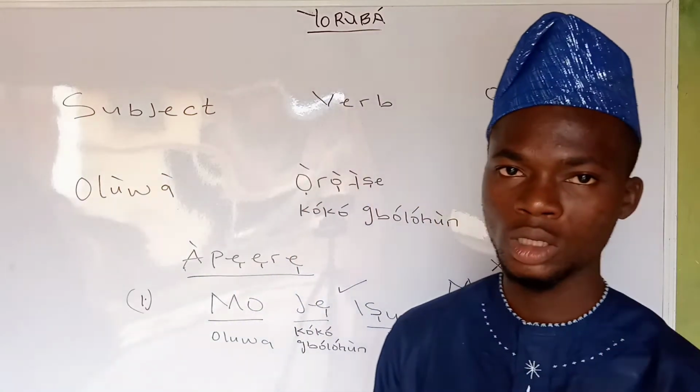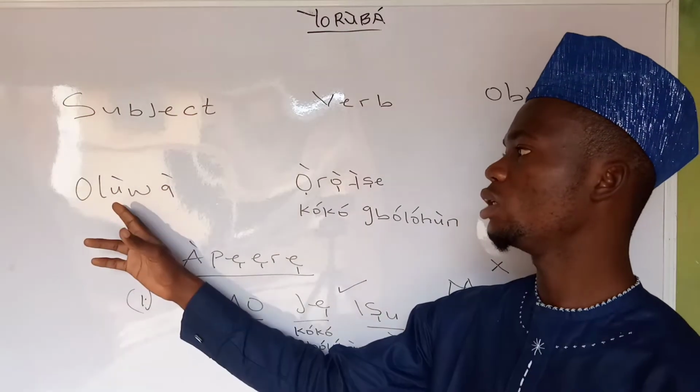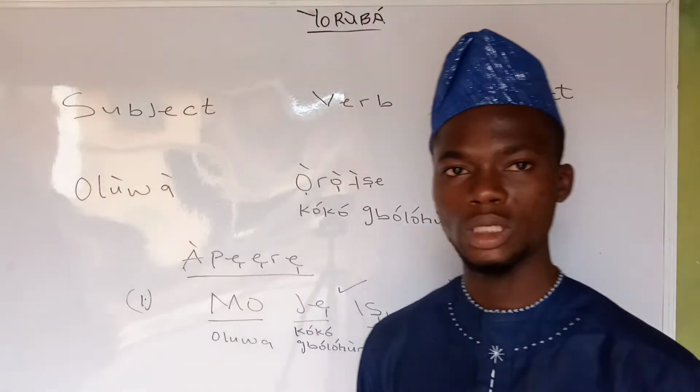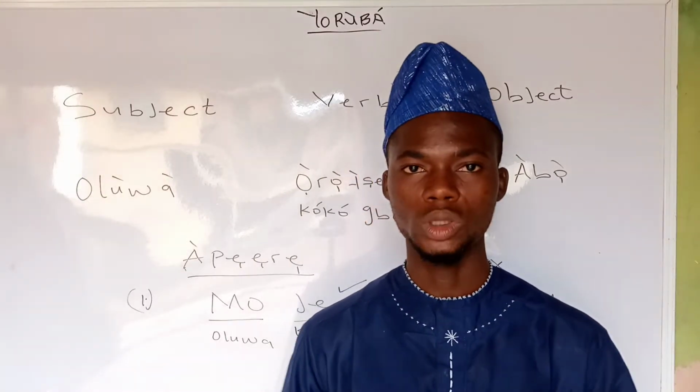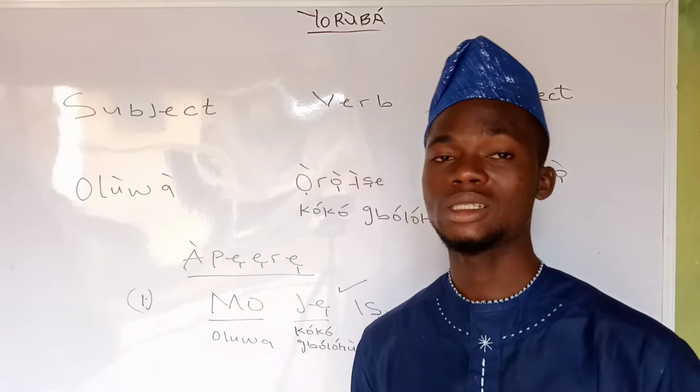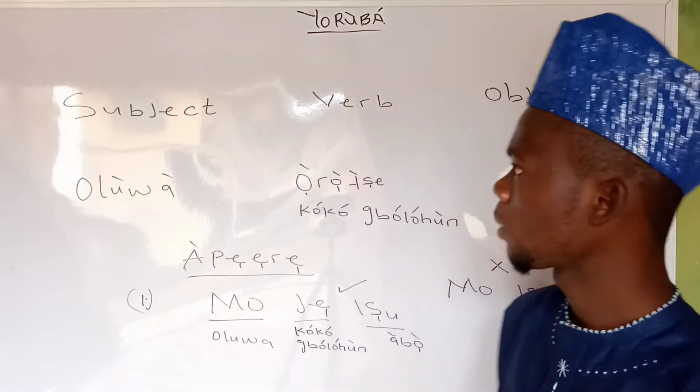Now, what do we call subject in Yoruba language? Subject, we call it Olùwà. Olùwà is what we call subject in Yoruba language. Olùwà ni ẹni tí ó ṣe nǹkan nínú gbólóhùn, that is the doer of an action.